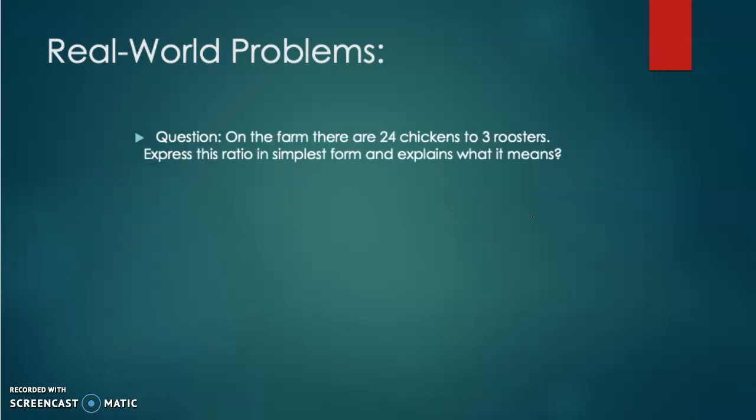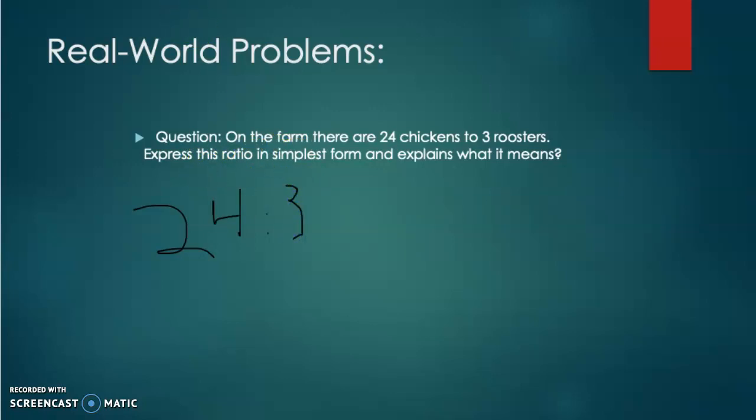So on the farm, there are 24 chickens, and for every 3 roosters that you have. Express this ratio in simplest form.